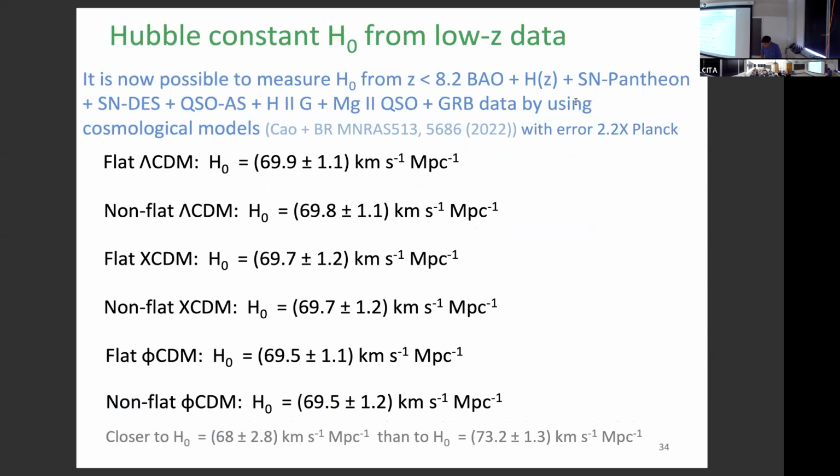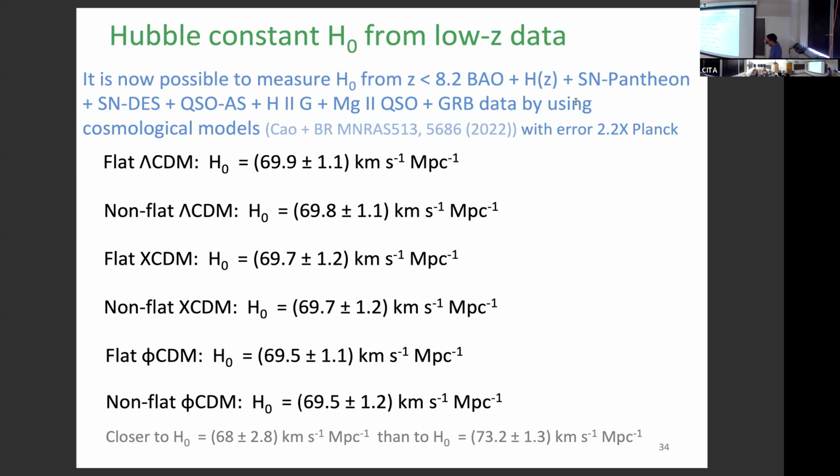Okay, so now I'm going to transition to the most current data we've used, and this is in the last year, and it's in this paper with my grad student who's now looking for a postdoc job. So what we've looked at is pretty much all the data below a redshift of 8.2 using BAO, Hubble parameter, the Pantheon supernovae.